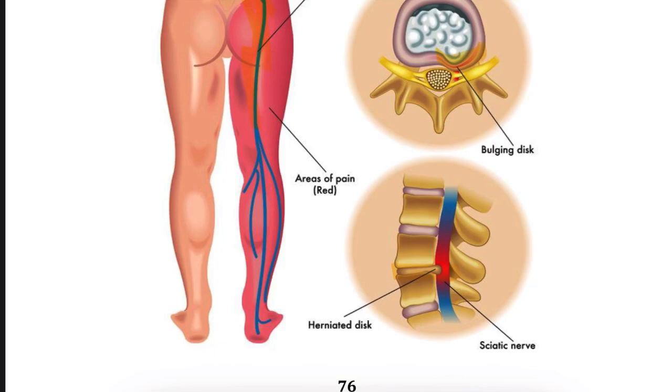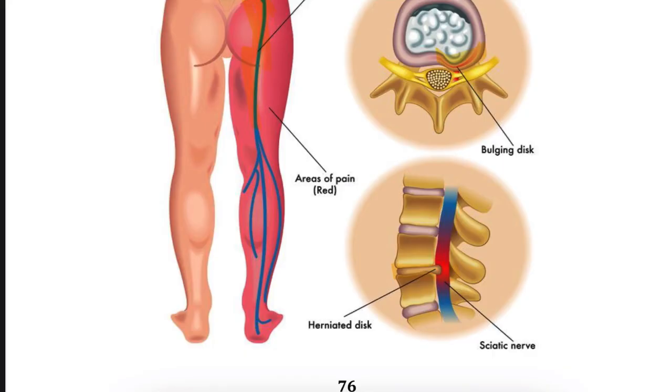Next, in severe or refractory cases we can do surgery like discectomy or microdiscectomy, especially if there is progressive weakness, bladder dysfunction or cauda equina syndrome.